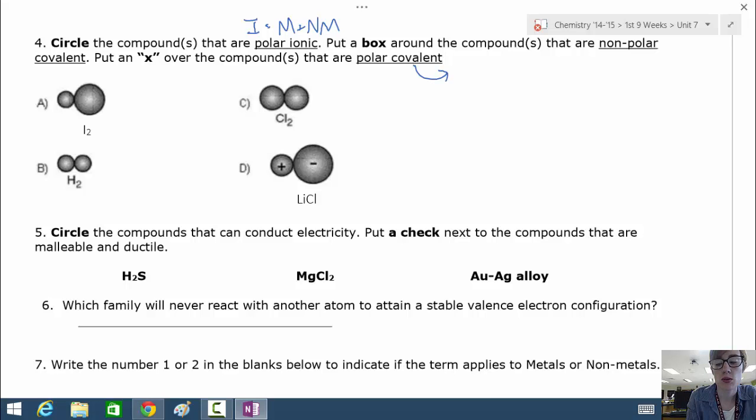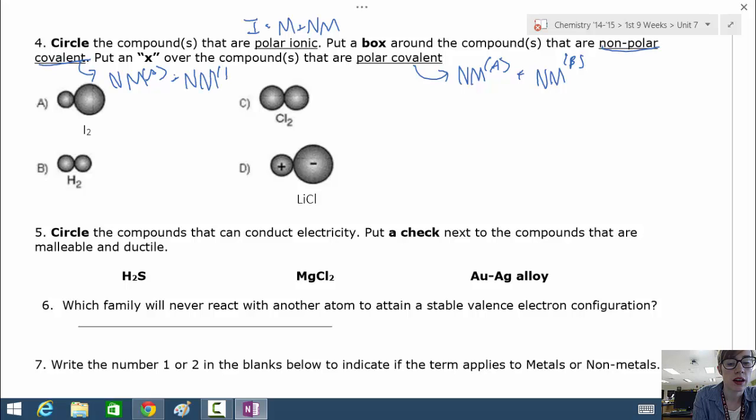Polar covalent is just when you have one nonmetal, nonmetal A, mixed with another nonmetal that's different, so nonmetal B. Nonpolar covalent, however, is when you have two of the same nonmetal. So nonmetal A with nonmetal A. The exact same nonmetal is called nonpolar. Two different nonmetals is called polar covalent. So circle the compound that's polar ionic. The only one that has a metal and a nonmetal is lithium chloride, so that's the one that's polar ionic.